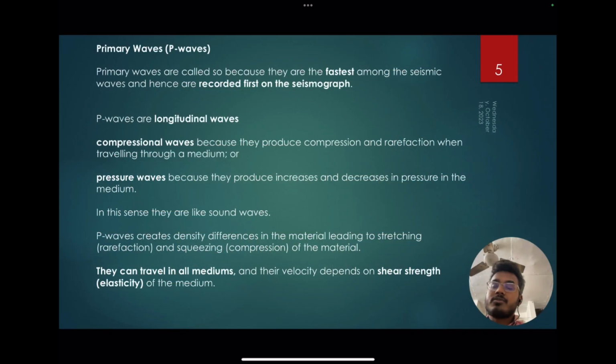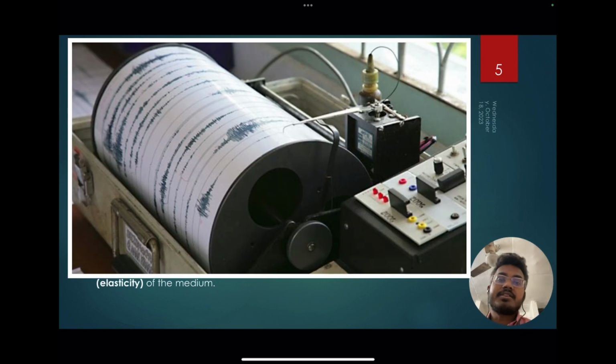Primary waves are called so because they are the first to reach the seismograph because their velocity is highest. Seismograph is an instrument which is used to measure the magnitude of the earthquake, and we can also find out the time at which different types of waves occur at a seismograph.